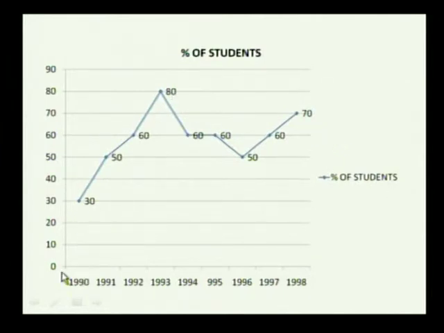I hope you have made a note. Years ఇక్కడ తీసుకోండి x axis లో, y axis లో 0 to 90 తీసుకోండి. Then you put these dots. ఫస్ట్ దేమో 30 దగ్గర 50, 60, 80, 60, 60, 50, 60, 70. So, if you have taken this line graph and then join these 2 points with the help of a straight line, this is how your graph looks like.